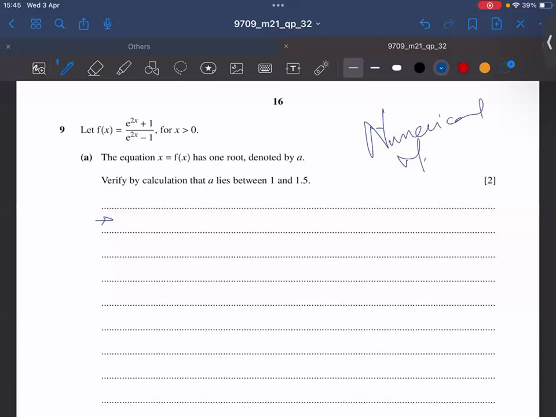Iteration? Yes. Okay. Iteration is basically one of the numerical methods. The topic name is numerical methods, and there are many different numerical methods. Out of those, you have learned about one of them, and that is the use of an iterative formula. Anyways, how would you verify manually that the root lies between 1 and 1.5? I'm going to substitute 1 in this. I'm going to calculate the value of y.